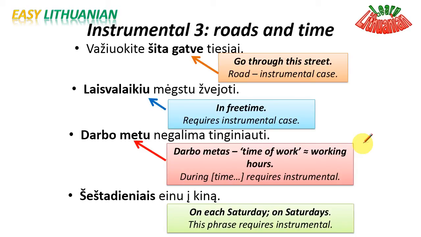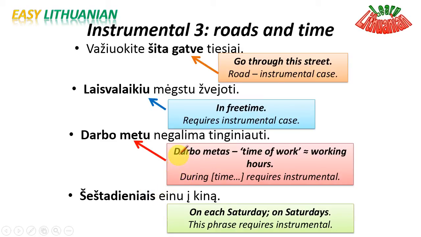Now one more denoting time is with the meaning of each or on. Šeštadieniais einu į kiną. On Saturdays, or each Saturday, I go to the cinema. Kinas means cinema, so į kiną, to the cinema. Šeštadieniais einu į kiną. On Saturdays, or each Saturday, I go to the cinema.